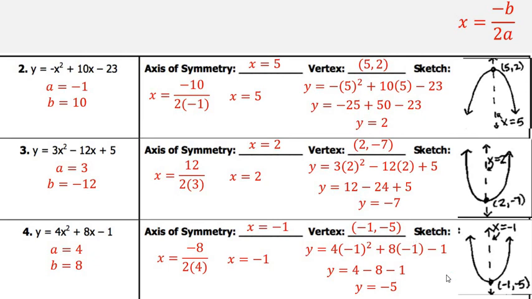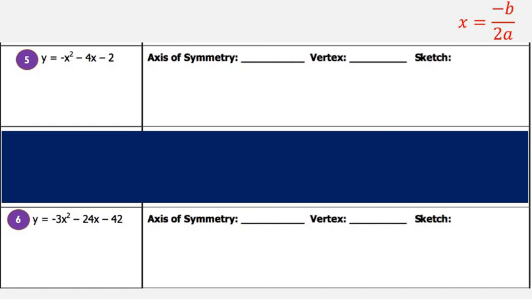Now, put me on pause, make sure that you have kept up with your notes. Make sure your notes look like these. Now, here's what I want you to do. I want you to try 5, 6, 7, 8, and 9 on your own. So put me on pause and go back, and I want you to finish filling out this.